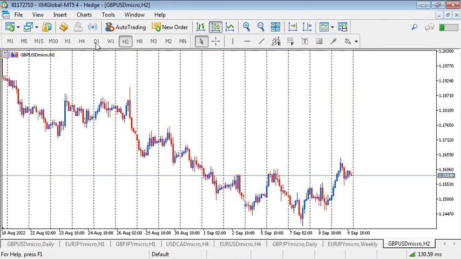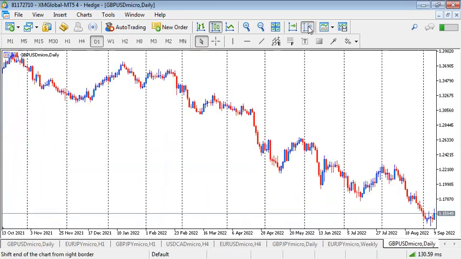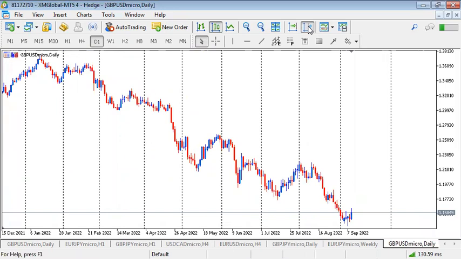I always start on the daily. I always start my analysis on the daily. And I basically look out for a confluence of 3 to 4 things. I look for supply and demand. I look for support and resistance. And then I look for chart patterns.